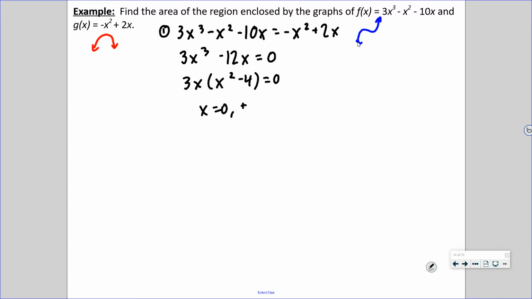So these intersect at 0 and positive and negative 2. Difference of squares, or you can just set x squared minus 4 equal to 0. I'll show one more step there. I like to factor.